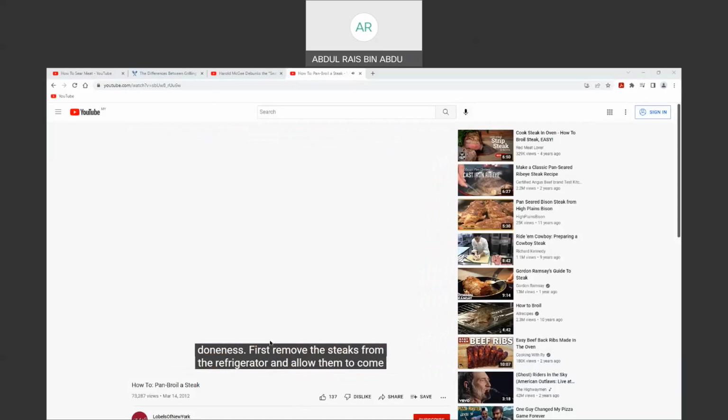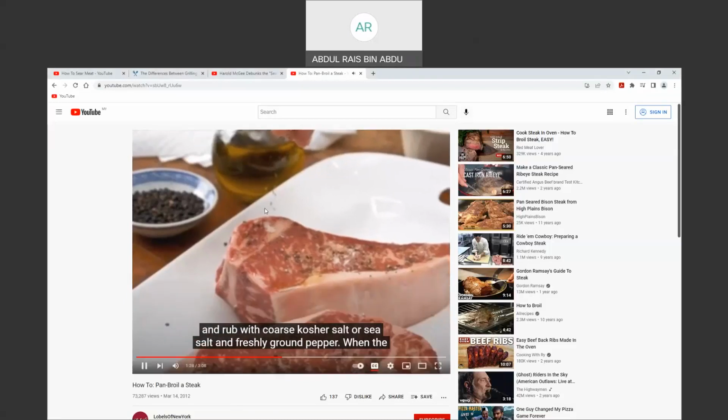First, remove the steaks from the refrigerator and allow them to come to room temperature about 30 minutes. Before beginning to cook, assemble your olive oil, sea salt, or kosher salt and pepper. Place a dry cast iron skillet in a preheated broiler or high heat about 6 inches from any flame or heating element. Heat the pan for about 20 minutes. Meanwhile, brush the steak with olive oil and rub with coarse kosher salt or sea salt and freshly ground pepper.